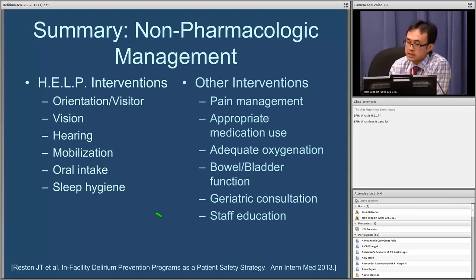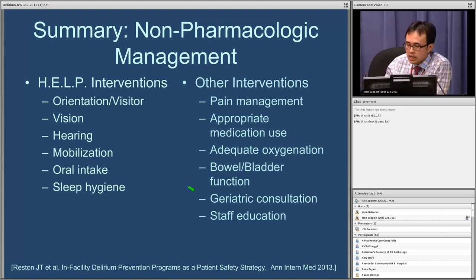Let me just check on time. And so this is a summary of all the non-pharmacologic management for delirium. On the left-hand side are the interventions that we talked about for HELP, and on the right-hand side are some other interventions as well that we're not going to delve into in much detail, because I think that each one of these could be separate discussions. That we already talked about.